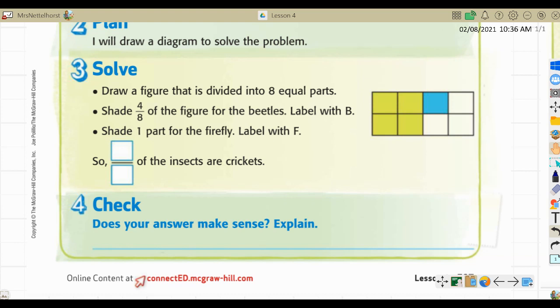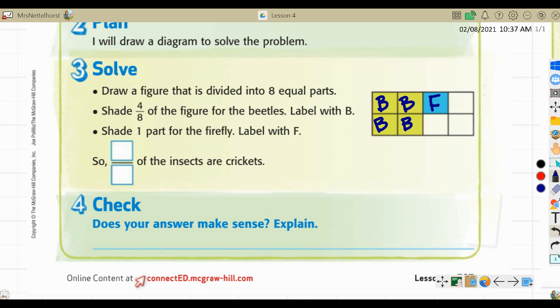So if I have 8 equal parts and 4 of them are beetles, they're colored in yellow, they ask me to mark it with a B, kind of like pat a cake, pat a cake, baker's man, bake me a cake as fast as you can, roll it, pat it, mark it with a B. There we go. Okay, so we shaded 4/8 of the figure for the beetles and labeled them with B. We're going to shade 1 part for the firefly, which they did for us, and label it with F for firefly.